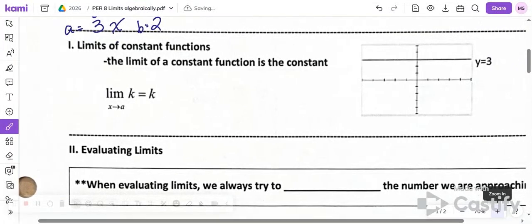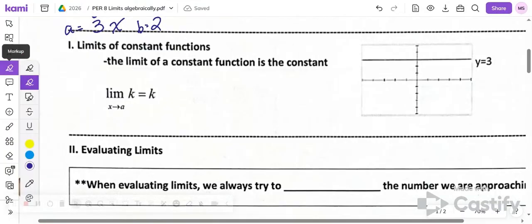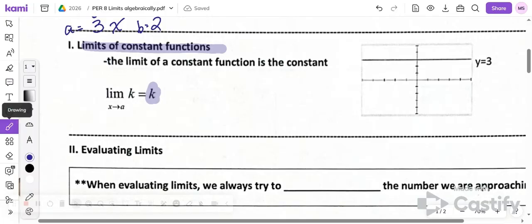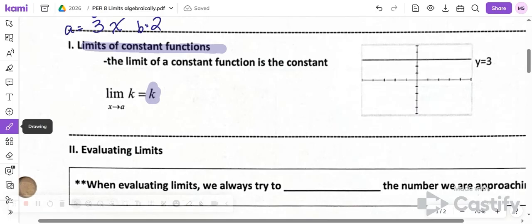All right. A limit of a constant function. If you have a constant function, like the limit of k as x approaches a, this answer would just be k itself. I'll use numbers though because numbers are a little bit easier. So let's say I had the limit of 3 as x approaches, I'll pick a number, -2. It's gonna be 3.